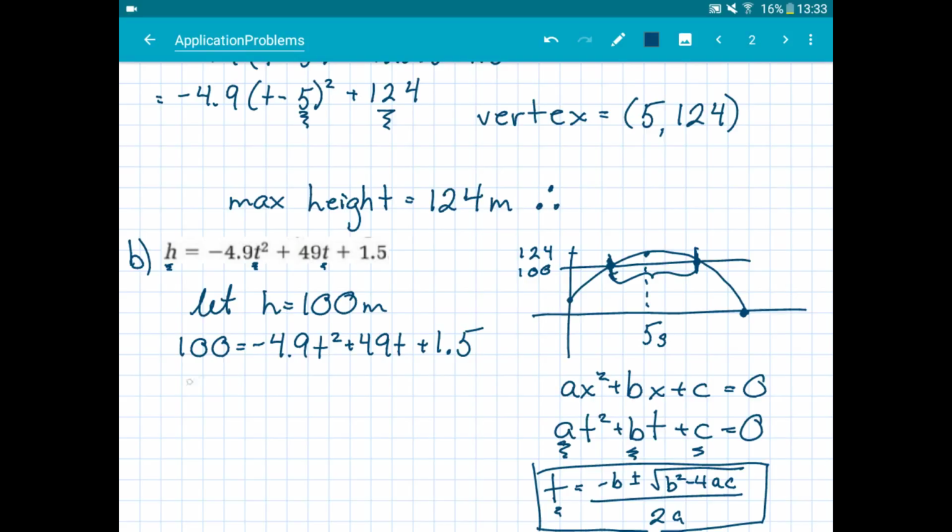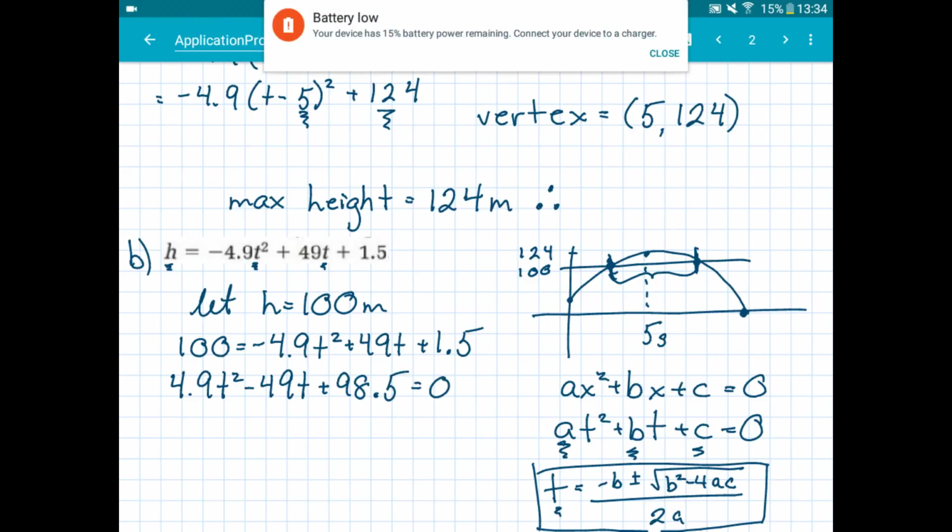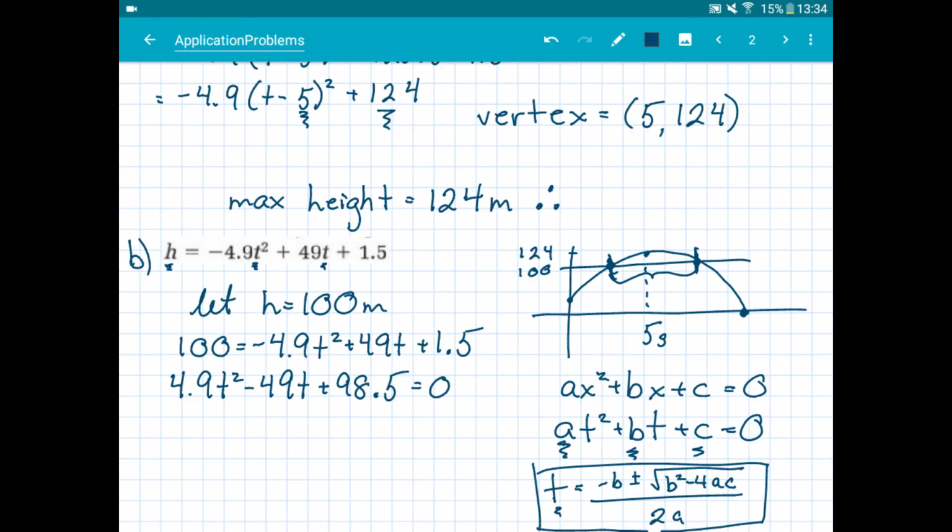So in order to do that, I'm just going to add all this stuff to this side. So 4.9 t squared minus 49t, I'm going to subtract 1.5, which makes minus 98.5 equals 0. Okay, so now when we take a look at this, a, b, and c. So I will write out what this looks like, and you can, as an exercise, solve what t is.